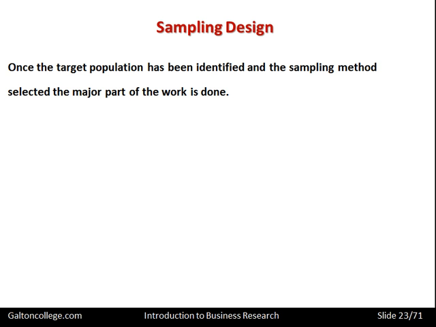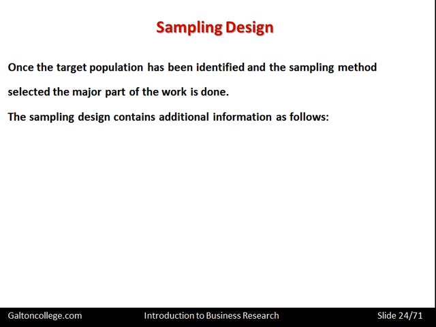It could be with the suppliers. The suppliers may be the target population. It could be with the customers, the final customers for the product. That could be the target population. And then some sampling method is required, which is as objective as possible, so it's not biased. But once those two parts are done, then that's a major part of the work completed.